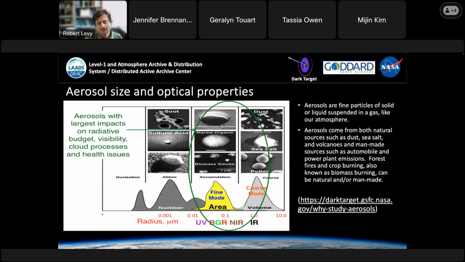The idea of this picture is showing different sizes and shapes of the different kinds of particles. And we tend to live in a world we call the fine size and smaller coarse particles, on the order of 0.1 to 1 micron or so, plus or minus partial orders. What's interesting is that aerosols of these sizes and shapes also have the largest impacts on radiation, so on radiative budgets, reflecting sunlight, visibility, and also cloud processes, and they can also be detrimental to our health. So those are different reasons why we study aerosols.